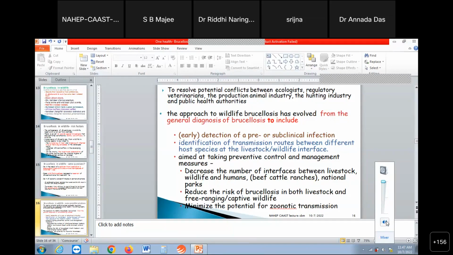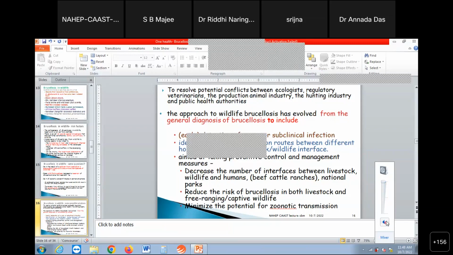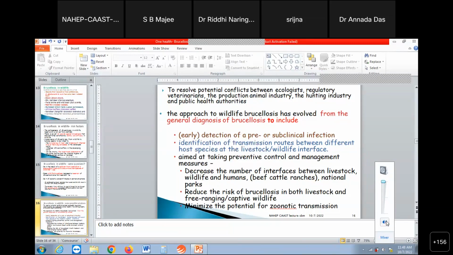Number one is to decrease the number of interfaces between livestock, wildlife and humans and national parks. So this is something which is very difficult to be done. Now you have seen in our own Mumbai, the spillover of animals from the Sanjay Gandhi National Park into the residential areas is a very, very important glaring example of this. So whether we can really decrease the number of interfaces.